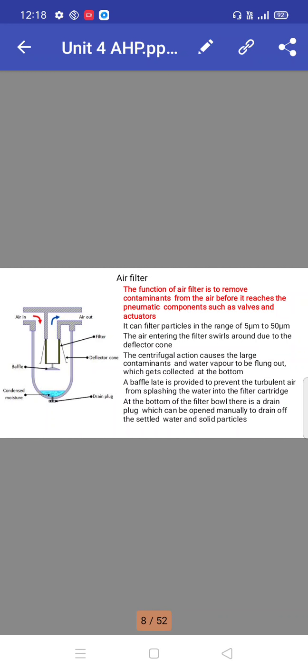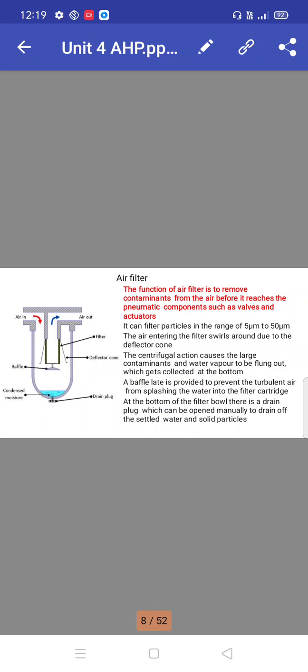Air filter. The function of the air filter is to remove contaminants from the air before it reaches the pneumatic components such as valves and actuators. It can filter particles in the range of 5 micron to 50 micron. The air entering the filter swirls around due to a deflector cone. The centrifugal action causes large contaminants and water vapor to be flung out, which gets collected at the bottom.